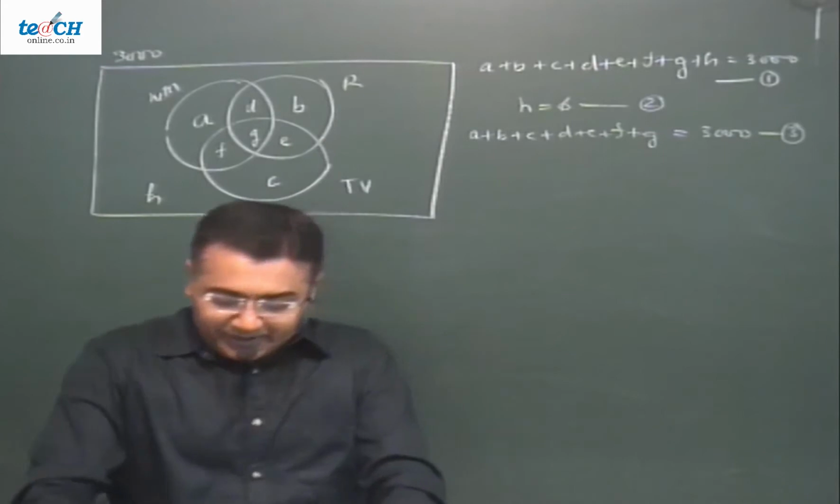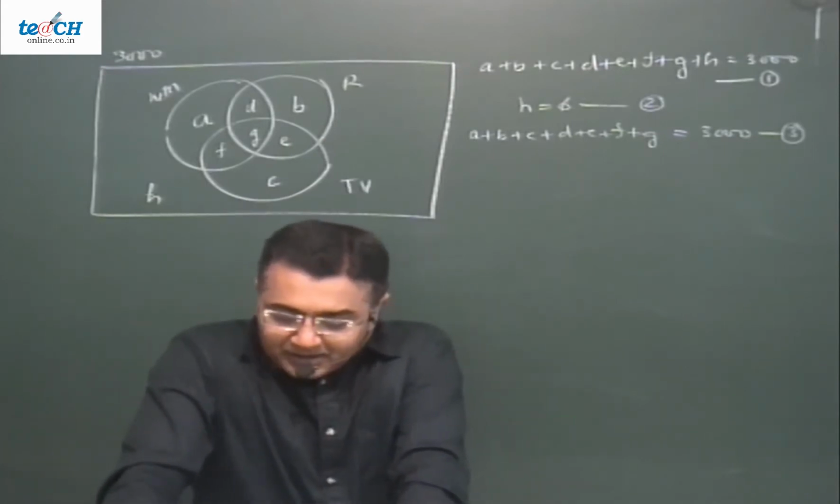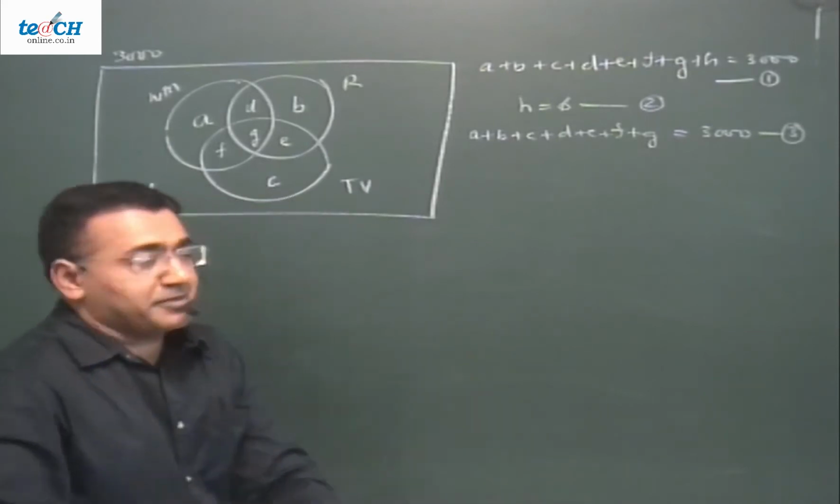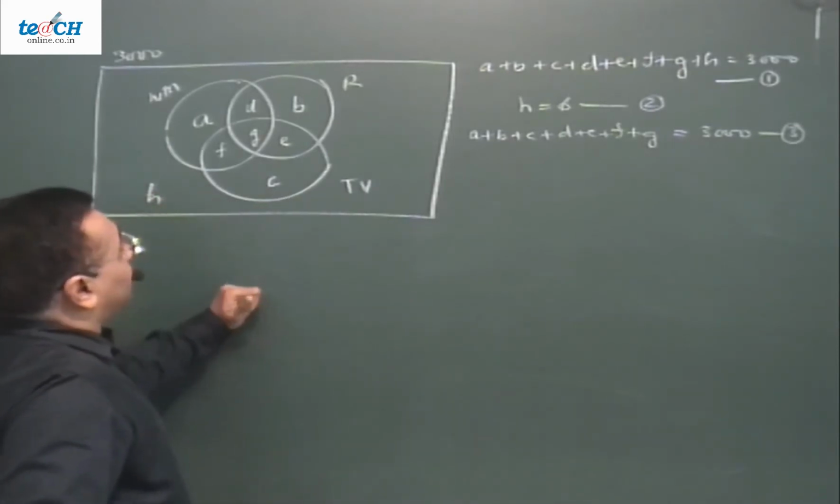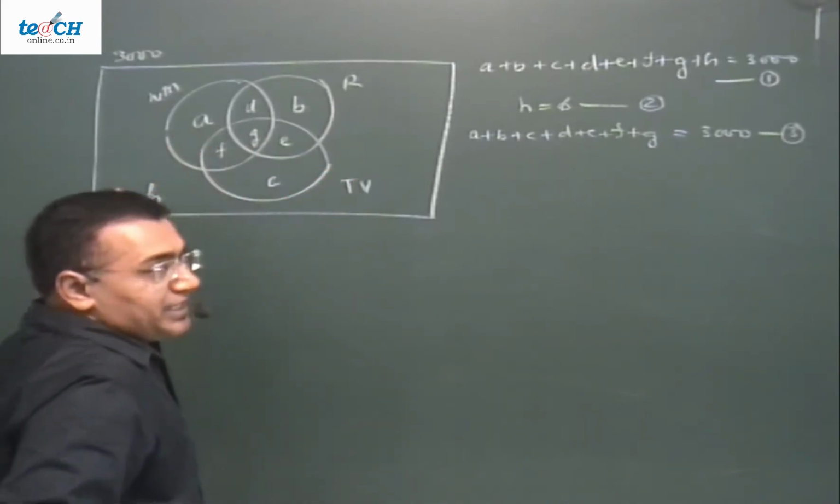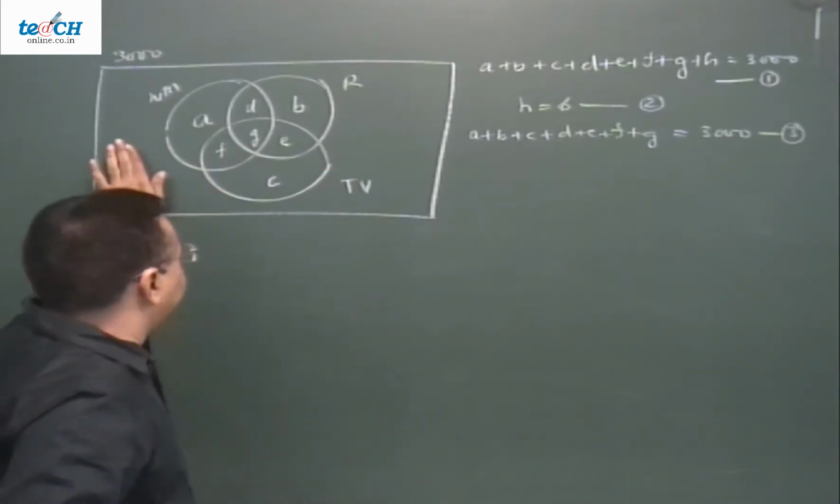Now what do we have? The next data says that 1200 of these households had no refrigerator. Now there are 2 ways to interpret this. Which are those which have no refrigerator? So this is the set of refrigerator. Outside you have A, F, C, and of course H, but H is 0, and so we forget H for the time being.